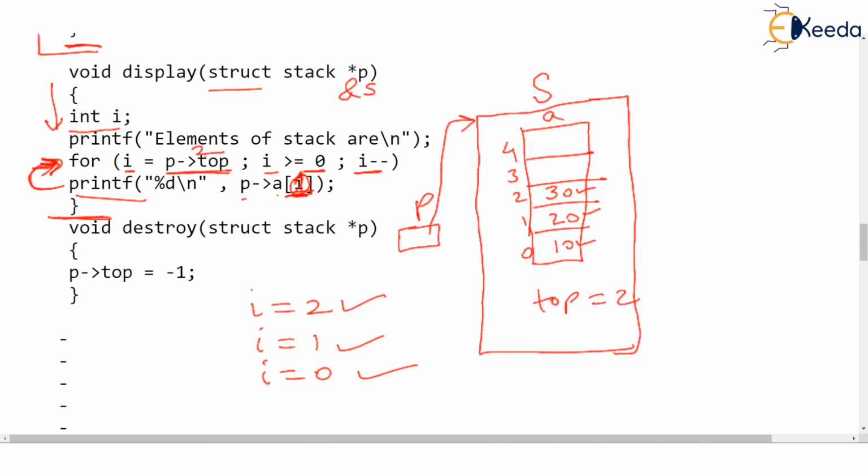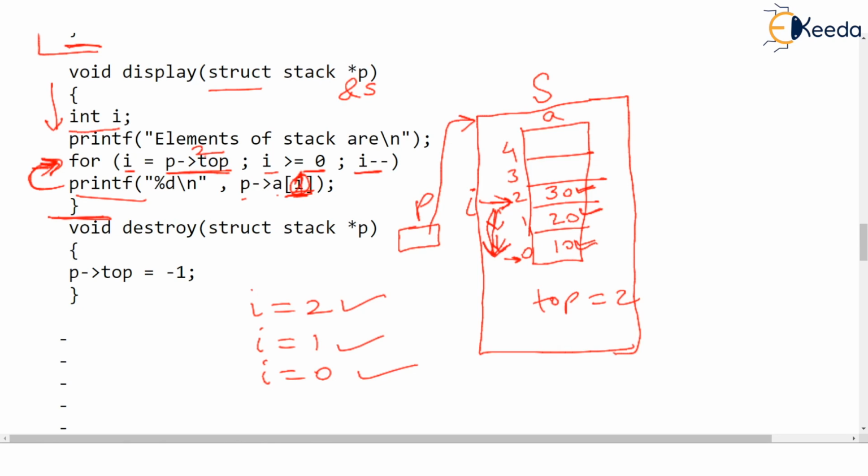So to display the stack, simply start a counter I from the position of the top and keep decreasing I by 1 till I reaches 0. So as you are going down from top to 0, you are bound to get the values as 30, 20, 10 on the output screen.